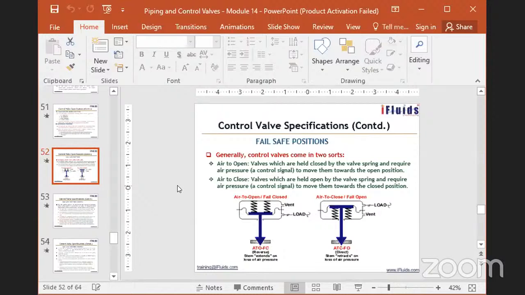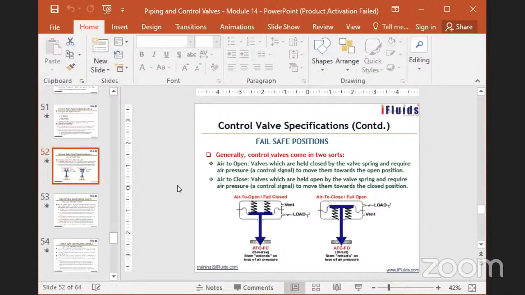Selection is basically service dependent and depends on operating scenarios. Any fluid can be handled based on the material of construction. That is no problem. Corrosive or non-corrosive, clean, whatever it is, the material takes care of it.